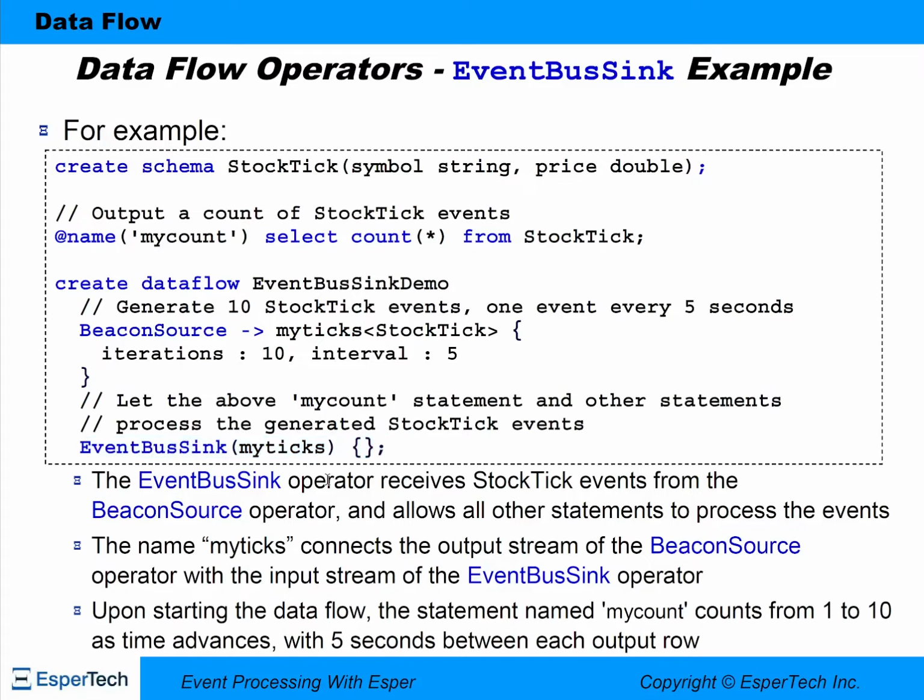The event bus sync operator receives stock tick events from the beacon source operator, and allows all other statements to process the events. The name myticks connects the output stream of the beacon source operator with the input stream of the event bus sync operator. Upon starting the data flow, the statement named myCount counts from 1 to 10 as time advances, with 5 seconds between each output row.